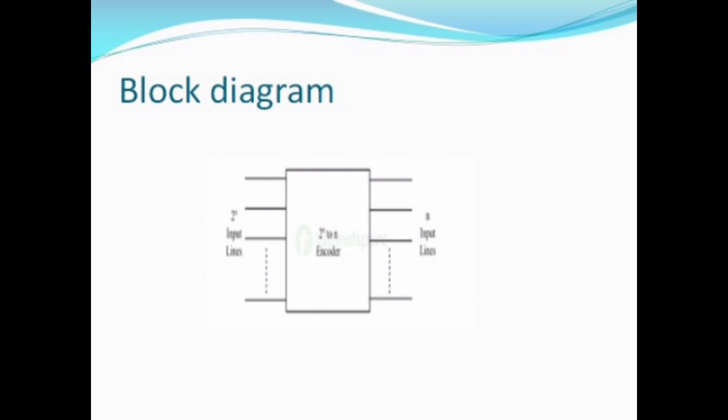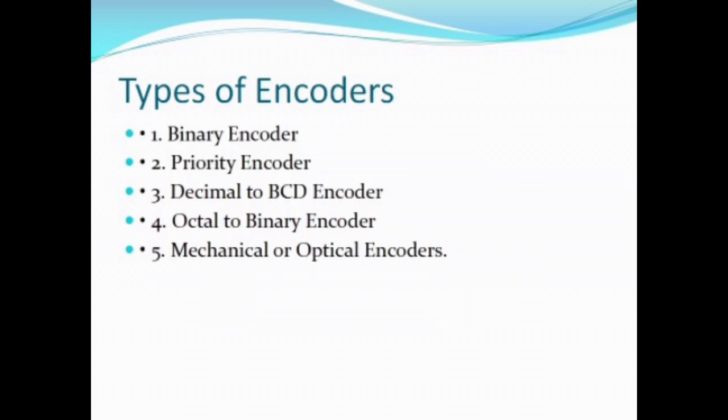Next, this is a block diagram of an encoder. It converts 2 to the power of n input lines to n output lines. This is the basic block diagram of an encoder. Next, the types of encoders. If we see the types of encoders, there are many types.